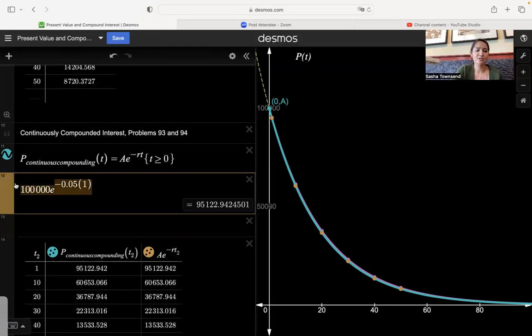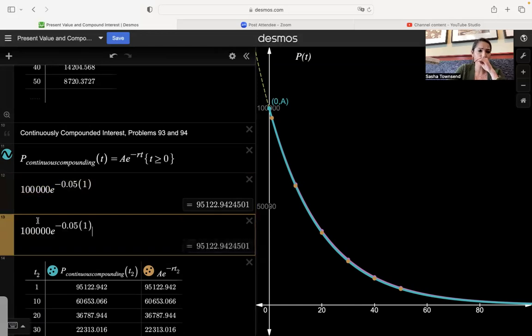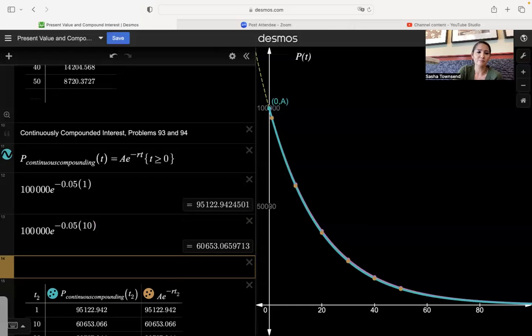If you want to have $100,000 10 years from now, instead of evaluating that function at t equals 1, you'll evaluate at 10. So now you only have to deposit $60,653. If you deposit that, approximately $60,600, now about 10 years from now, you'll have $100,000. So you will have made $40,000 by just waiting 10 years, if you are receiving continuously compounded interest at an interest rate of 5%.